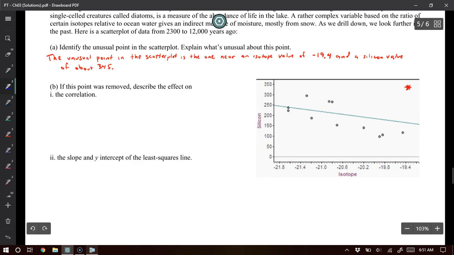You can't just say it's away from the pattern. It's unusual because it has such a high silicone value for the given isotope value. It has such a high silicone value for the given isotope value.